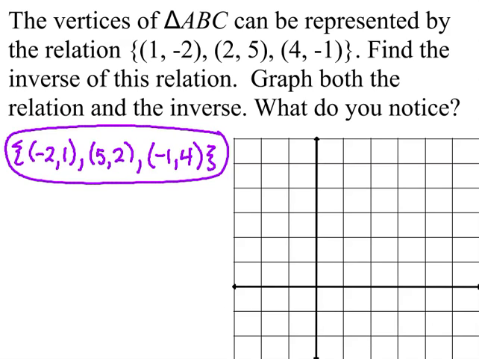Now it says graph both the relation and the inverse. So I'm going to go ahead and graph the first points. The first point is at 1, -2. The next one is at 2, 5. The next one is at 4, -1. This is what the triangle looks like. The next one is going to be at -2, 1. 5, 2. And -1, 4.